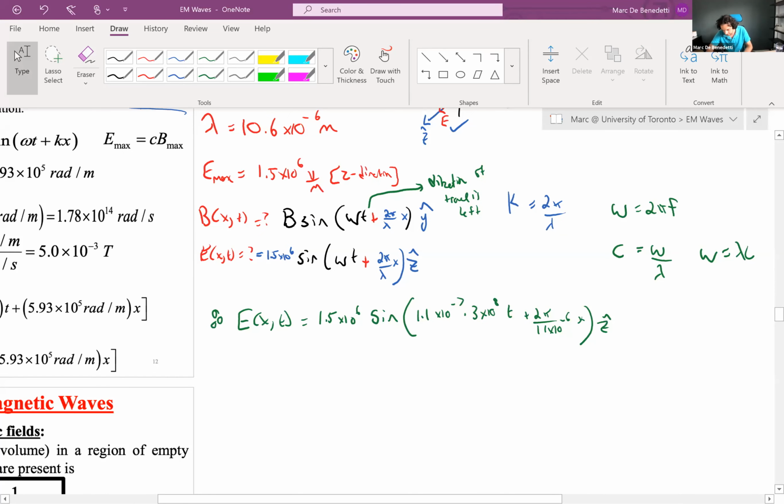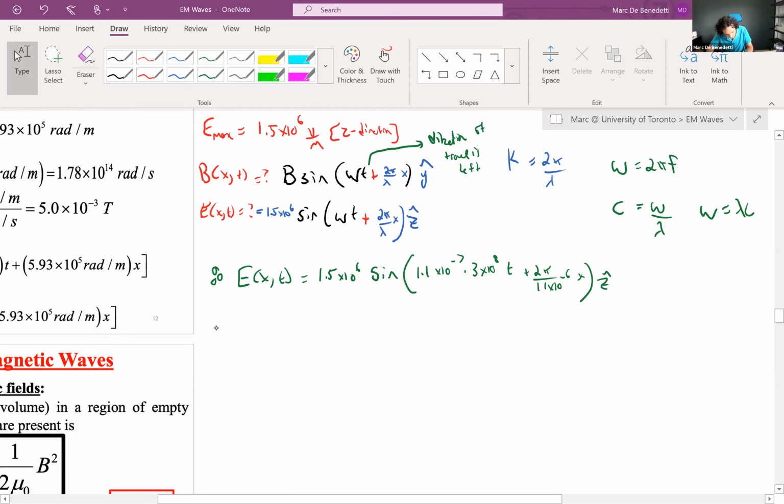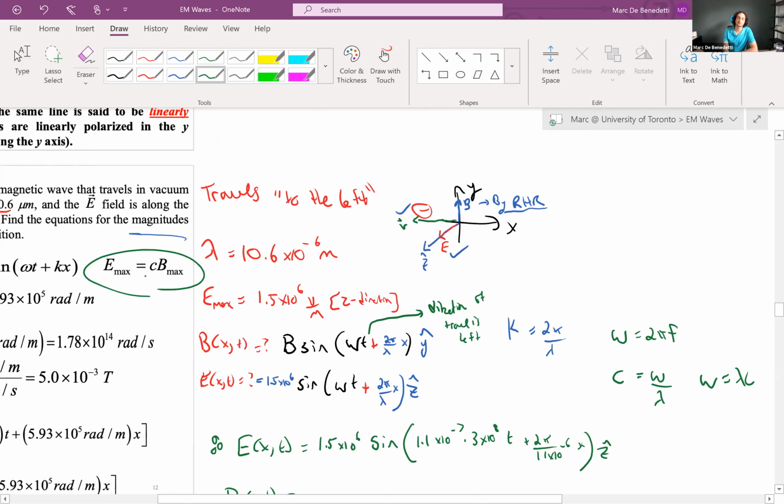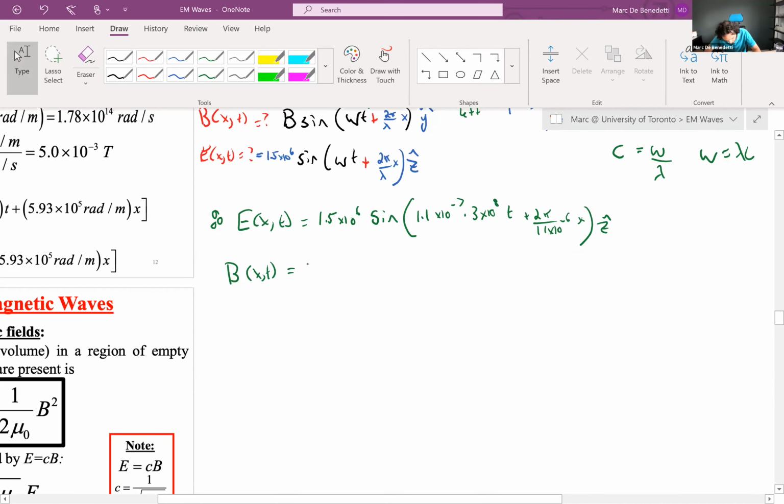Okay, and where does that leave us for B? Well, we need to know B max. B max is scaled. We learned this last time. B max is scaled with this equation, E max over c. So this is going to be 1.5 times 10 to the 6 over 3 times 10 to the 8, sine. It's going to be the same thing here now. 1.1 times 3, that's going to be 3.3 times 10, so that'll be around 33.